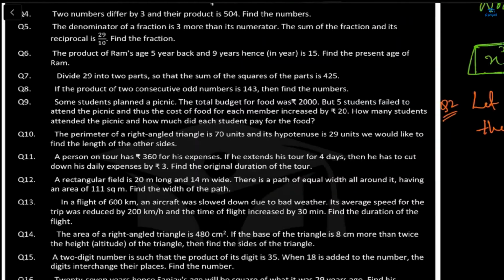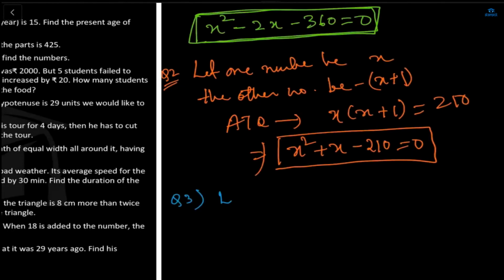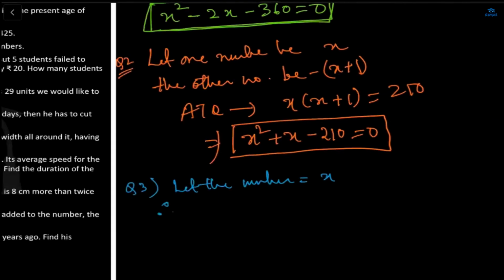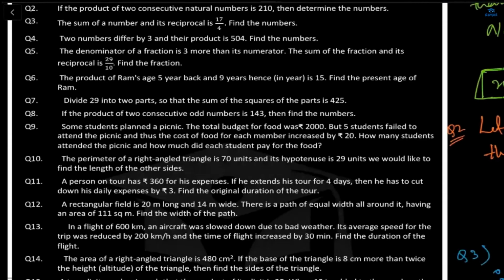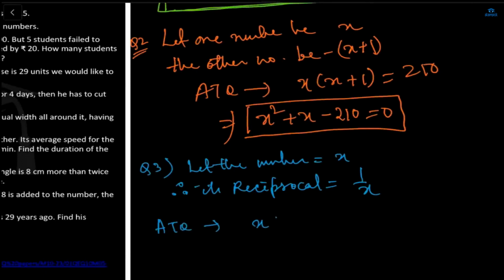Similarly, question number 3: the sum of a number and its reciprocal. Let the number be x. Therefore, its reciprocal is 1 upon x. Now, what is written here? The sum of a number and its reciprocal is 17 by 4. So according to question, x plus 1 by x is equal to 17 by 4.